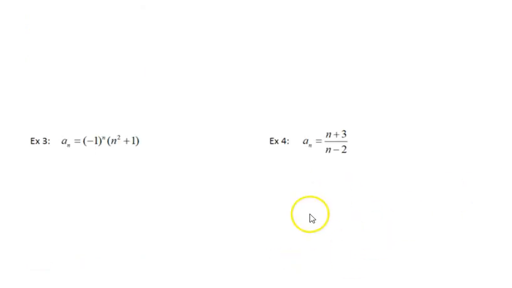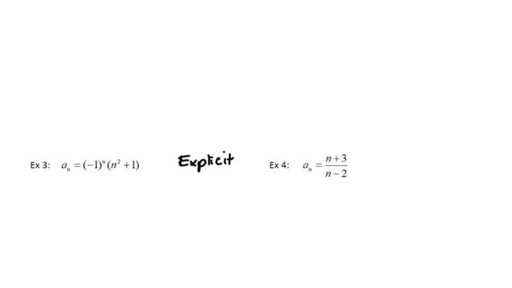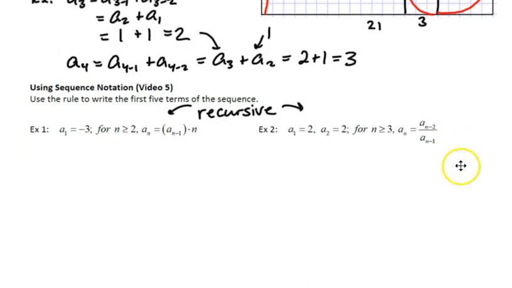The two sequences down here are both explicit rules. The way we know these are explicit rules is that the only variable in the formula is n. We know what to do with the sequence because we put the n in for the term number, and it never refers back to a previous term. There's no a sub n minus 1.